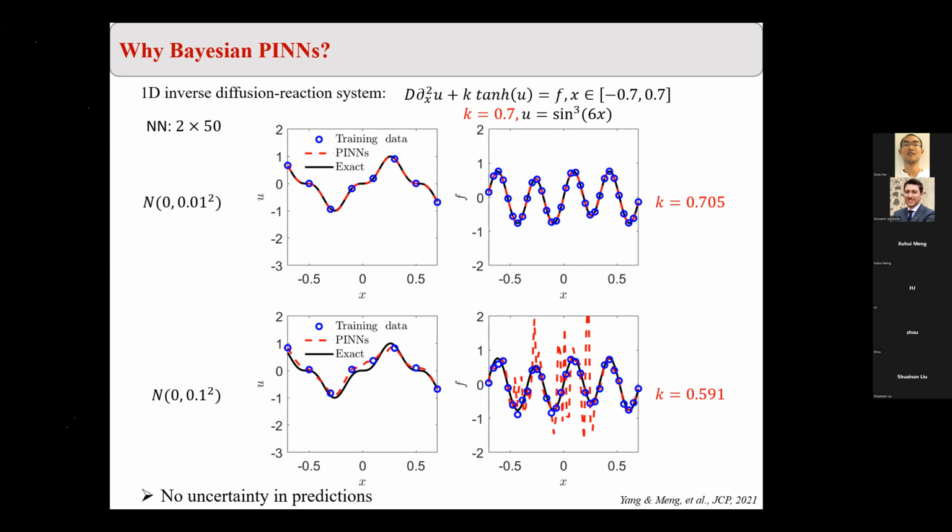And the second issue for PINNs, and not just in PINNs but in deep neural networks in general, is that after training of neural networks, we always get a prediction, but we don't know how good or how bad the prediction is. It means we don't have any uncertainty in predictions. So to address these two issues, the first one is that the noise in the data will result in overfitting, and the second one is the uncertainty in predictions.